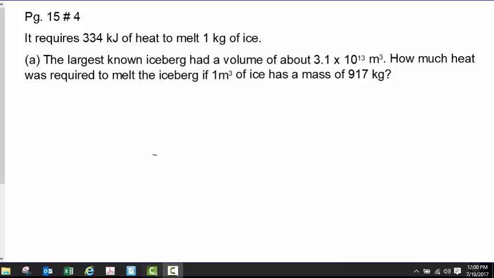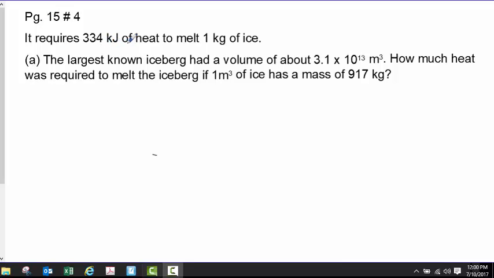I'm going to follow that process, what I want equals what I have times what I know, and figure out my conversion factors. Then I'm going to make a plan to go from the units that I have to the units that I want, and then we're going to follow that plan as we set up our calculation. So let's start with part A.